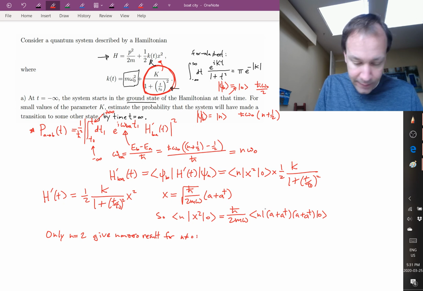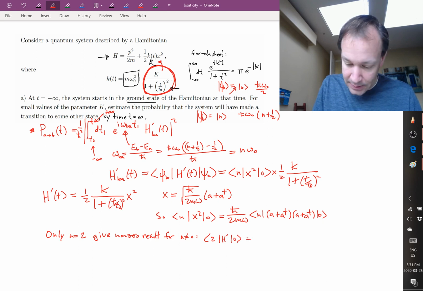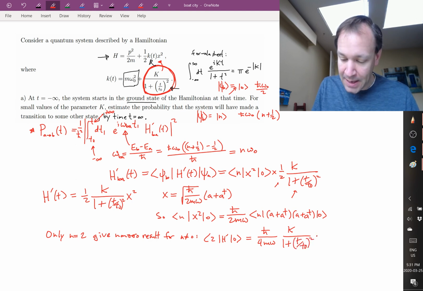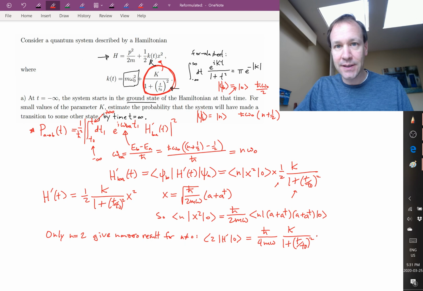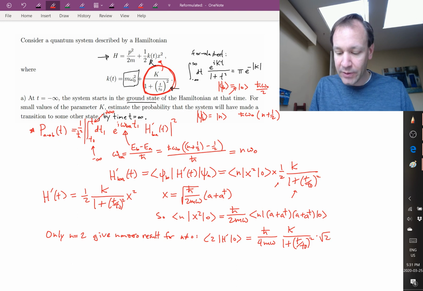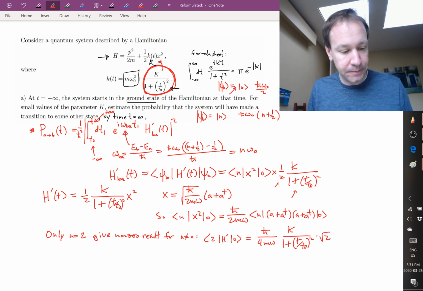And so in that case, what we find is that the matrix element 2 h prime 0, just plugging everything in, is h bar over 2m omega, and then we get this extra factor of 2, so h bar over 4m omega, and then we get this factor here, k over 1 plus t over t0 squared. And then calculating that matrix element, we just use the usual things. A dagger acting on 0 is 1, and a dagger acting on that is the square root of 2 times 2. And so we finally get this factor of the square root of 2.